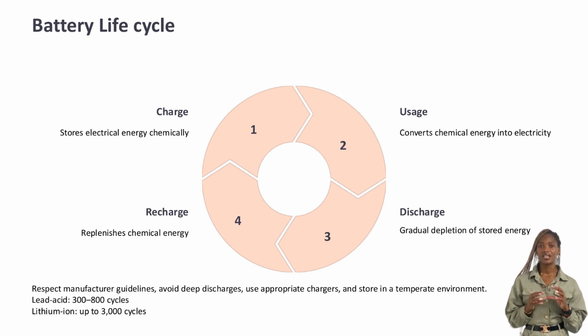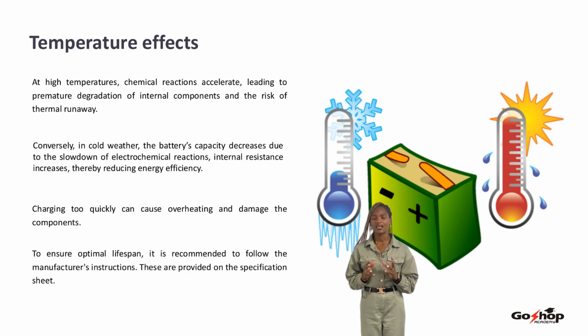To extend battery life, follow manufacturer recommendations, avoid deep discharges, use a suitable charger, and store in a temperate environment. Temperature and charging speed have a strong impact on battery lifespan. Heat speeds up aging and can cause overheating. Cold reduces capacity and efficiency. Too fast charging can damage components. Tip: always follow the manufacturer's guidelines on the technical data sheet for longevity.